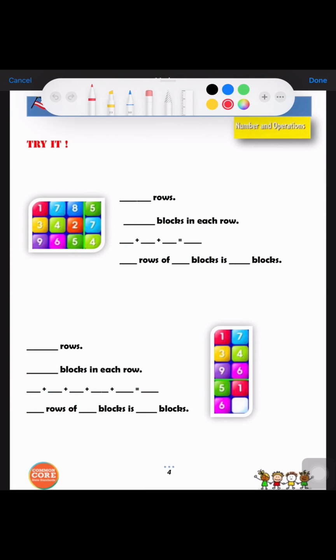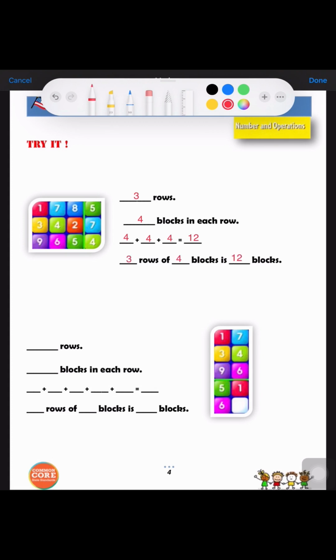Okay, and then we take a look at page 4. How many rows are there in the first picture? Yes, 3 rows. How many blocks in each row? Yes, 4 blocks. So what is the total number of blocks? Yes, it will be 4 plus 4 plus 4, which is 12. So 3 rows of 4 blocks is 12 blocks.